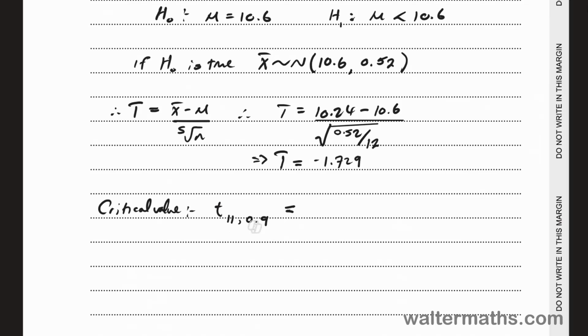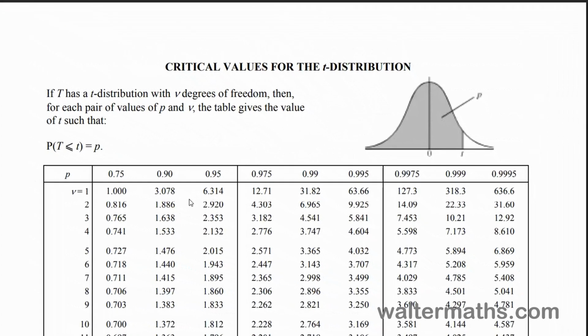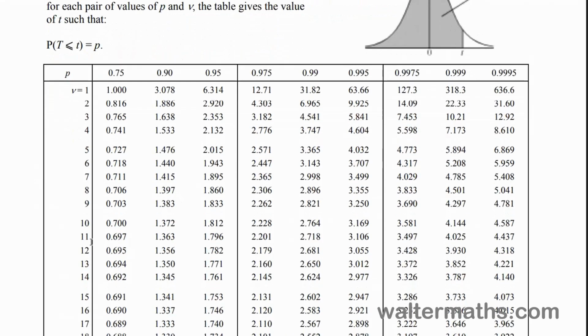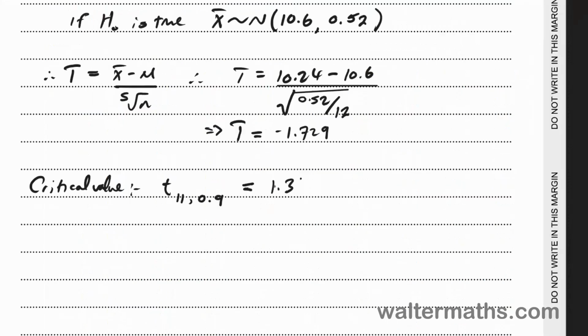All right, so we're going to make use of the tables to get that value. So here we are saying 11 degrees of freedom and 0.90. So 11 and 0.90 should be 1.363. So that's the critical t-value here.